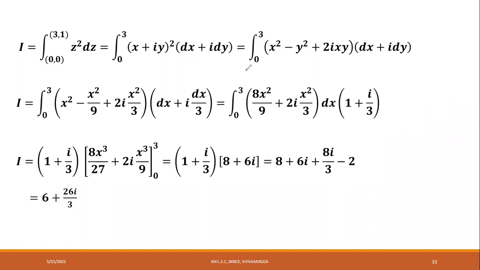Therefore, I is equal to the integral from 0 to 3 of (x square minus y square). We just obtained x is equal to 3y, therefore y is equal to x by 3, so y square is x square by 9. Plus 2i x into y, which is x by 3, so x square by 3, times (dx plus i dy). Here dx is equal to 3 into dy, therefore dy is equal to dx divided by 3. It is substituted here. Rest you can do.